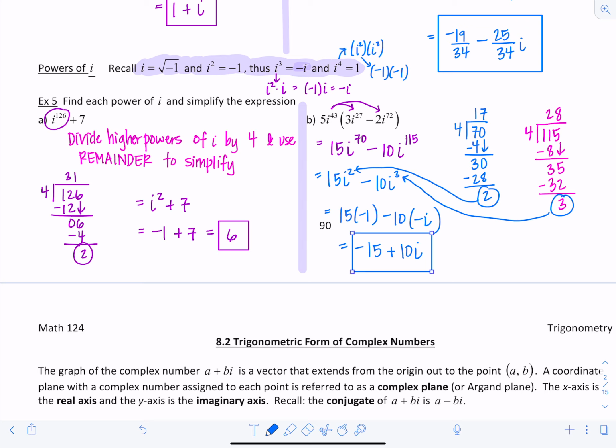All right. So some textbooks might show you a different way to simplify powers of i, but this is what's always worked best for me, and that's what I always tell my students. So as long as you know those first 4 powers of i, you're in business. That concludes this lesson. Trig form of complex numbers is coming up soon.